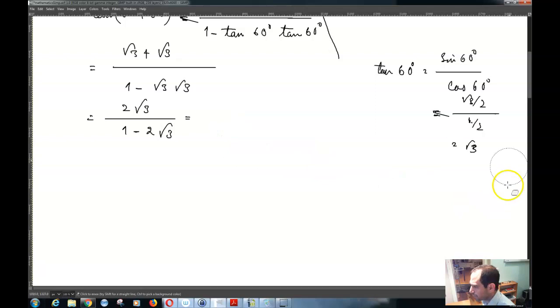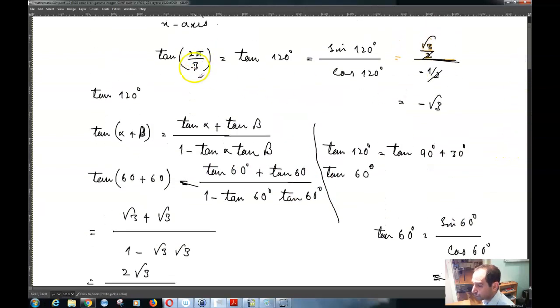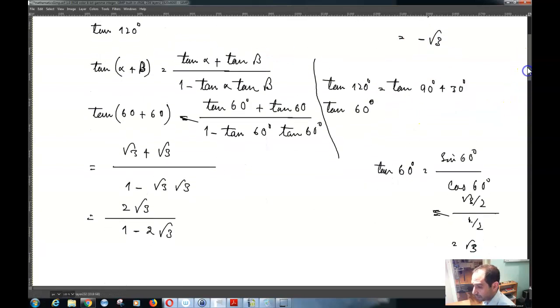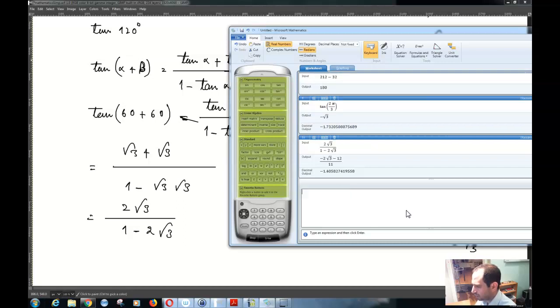But I suppose that should be the same value as we had before, since we found tan of 2 pi by 3 as negative square root of 3. So now if I give this expression to my calculator, 2 times square root of 3 over 1 minus 2 times square root of 3... No, I made a mistake over here, I'm sorry.